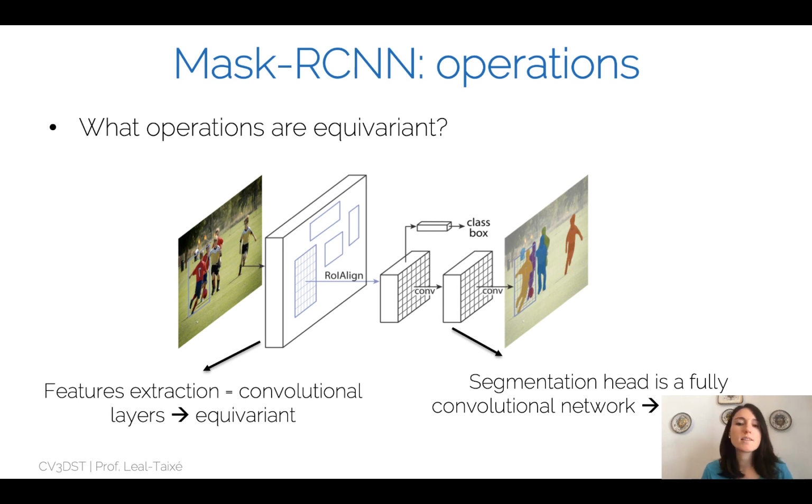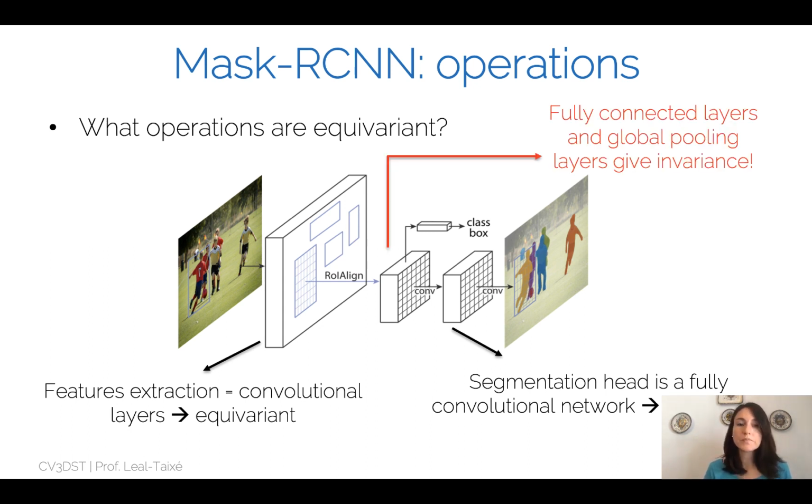So what kind of operations are inside Faster R-CNN, which ones are equivariant and therefore I can keep, and which others are invariant and therefore I need to change in order to create Mask R-CNN? Let's look at the first type of operation. The first type is the feature extraction, which is performed using a series of convolutional layers. We all know that these operations are equivariant, so no problem there. And the same goes for the segmentation head. It's a fully convolutional network, so these operations are also equivariant. But we have one problem in the middle with Faster R-CNN. Remember that we had the operation of RoI pooling, and we had a series of fully connected layers, and all of these operations essentially give invariance to the representation. So these are not operations that we can keep for Mask R-CNN.